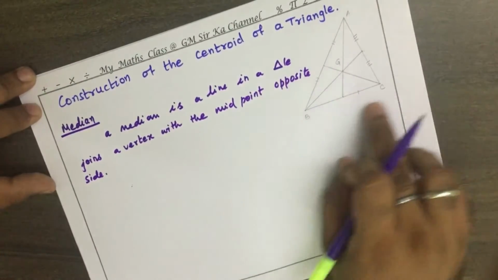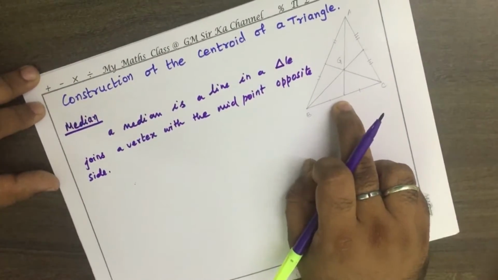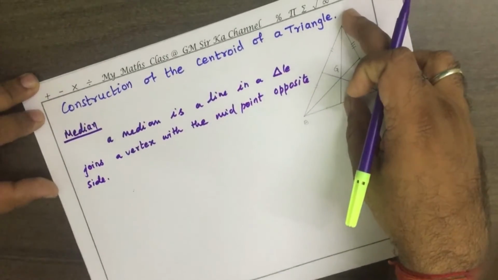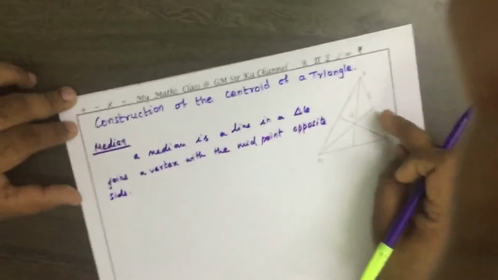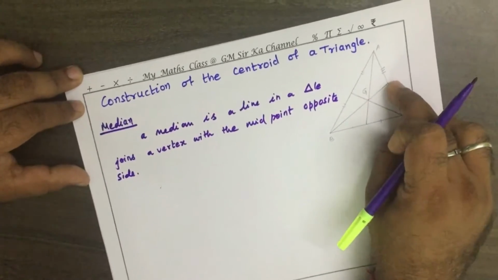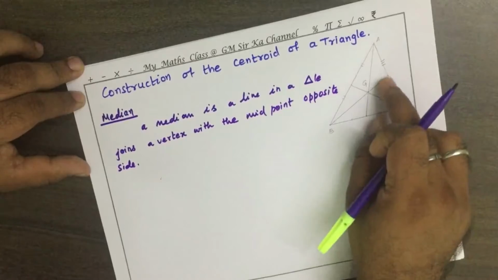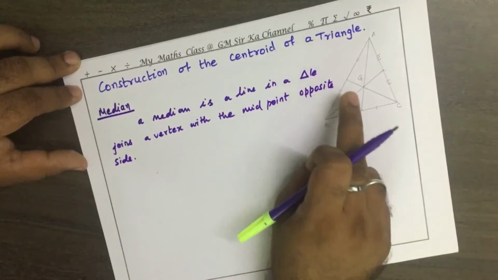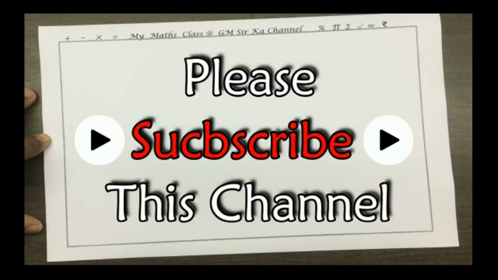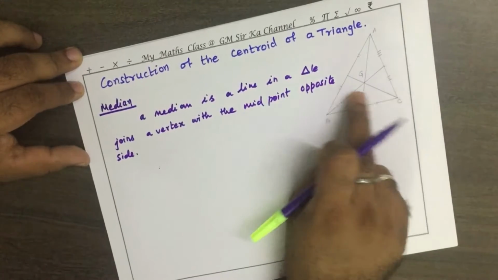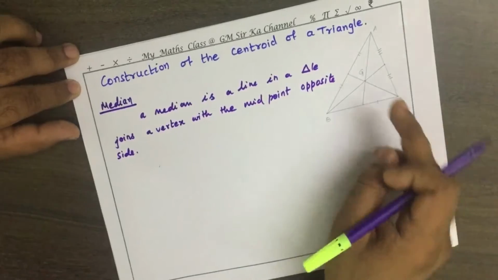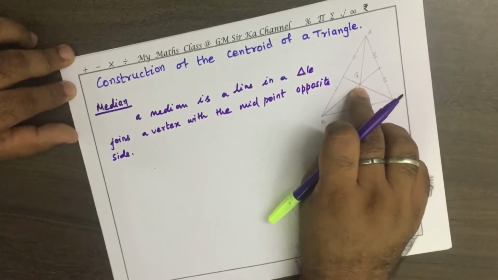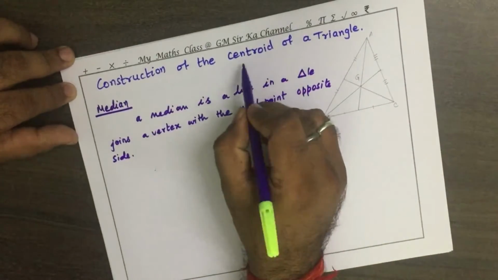the opposite side. Here this is the midpoint and the opposite vertex is this. So this is one of the medians. In the same way you find this is the midpoint and this is the vertex. So this is the median, and the third median is this is the midpoint and this is the vertex. So this line joining is the median, and the point of intersection of all these three medians is the centroid.